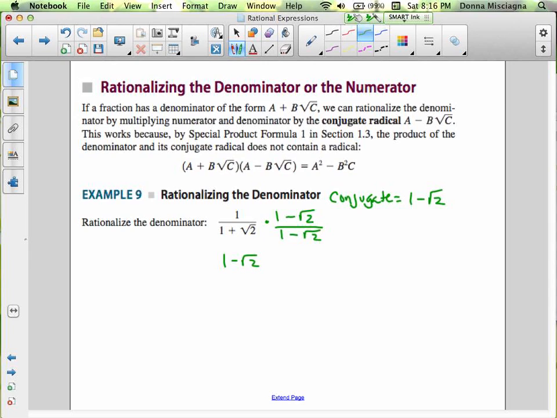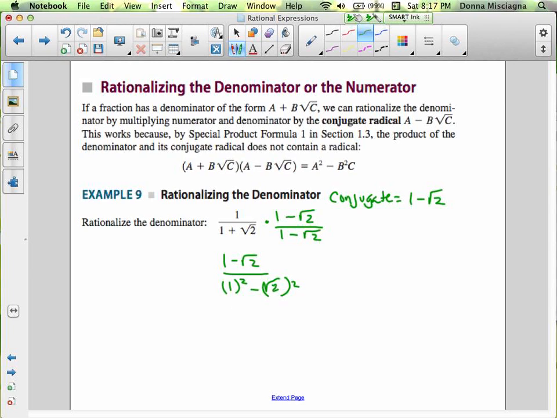We know the middle terms are going to drop out, so we're just going to have the first one squared minus, because this is the difference of squares, the second one squared. When we multiply something plus something, and the same something minus the same something, the first terms are the same, the second terms are the same, they're conjugates of one another, and the only thing that's different is the sign. So we're going to have 1 squared minus the square root of 2 squared.